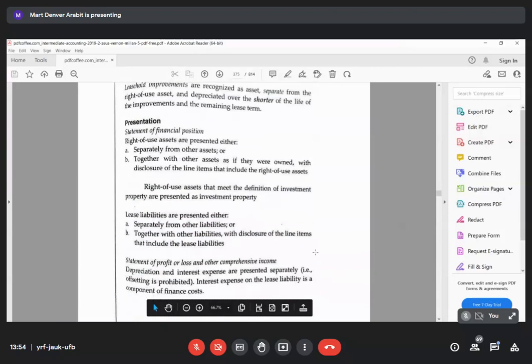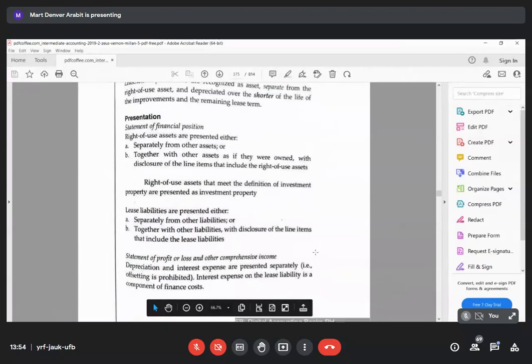Okay, so for PNL and comprehensive income, depreciation and interest are presented separately. So offsetting is not an option. Interest on the lease liability is component of finance costs and depreciation is part of operating costs. Okay.